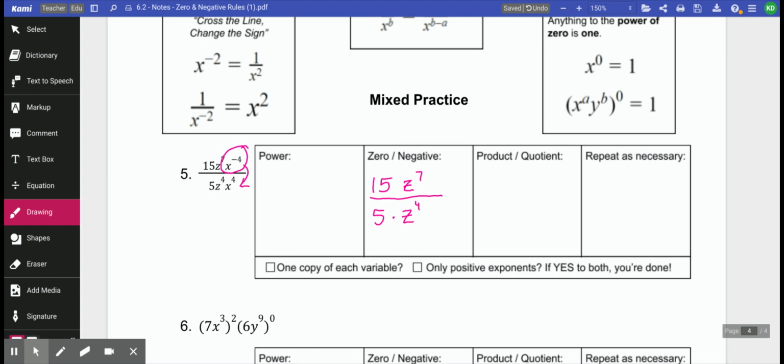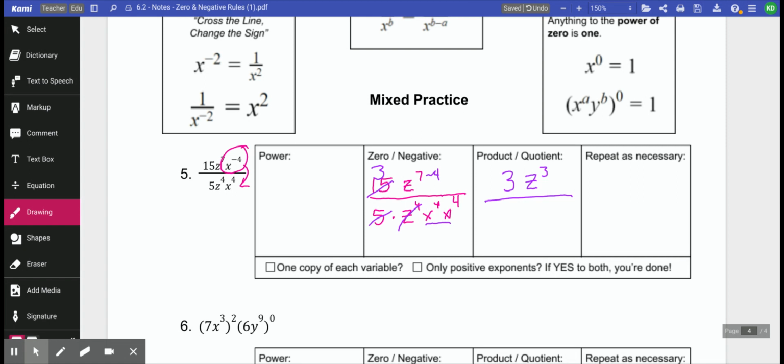So I can go through and do I have any 0 or negative rules? I do have a negative, right? So we're going to move this x to the negative 4th down to the bottom. So I'm going to rewrite here. 15 z to the 7th over 5 z to the 4th, x to the 4th, and then x to the 4th that I moved down. Okay, now I can do my product and quotient rules.